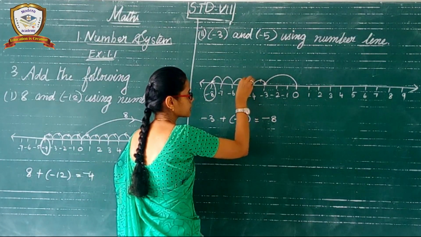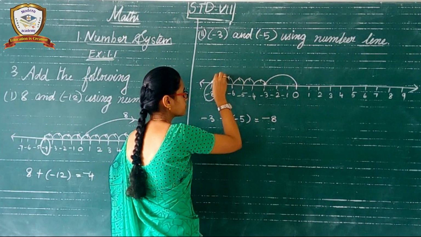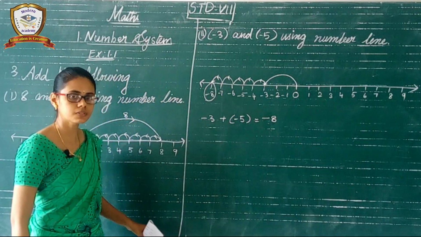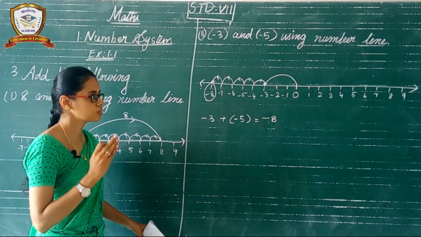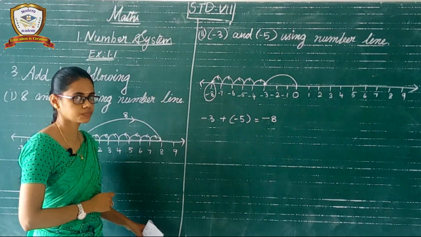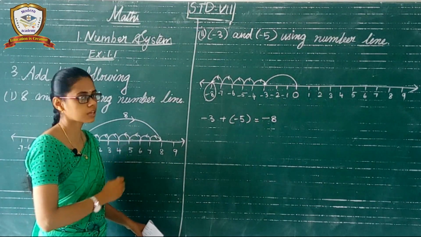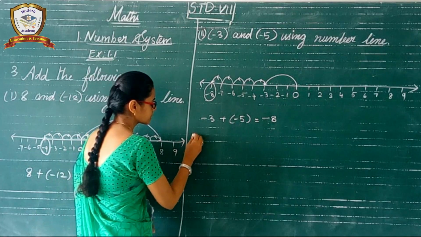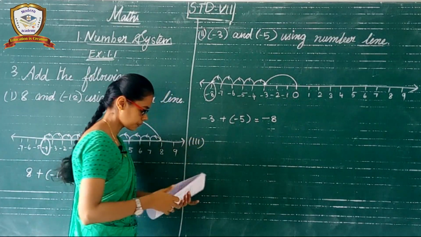Can you understand this? Minus means moving towards the left side. Positive means moving towards the right side. Can you understand this by using the number line? Okay. Next, see the third sum.